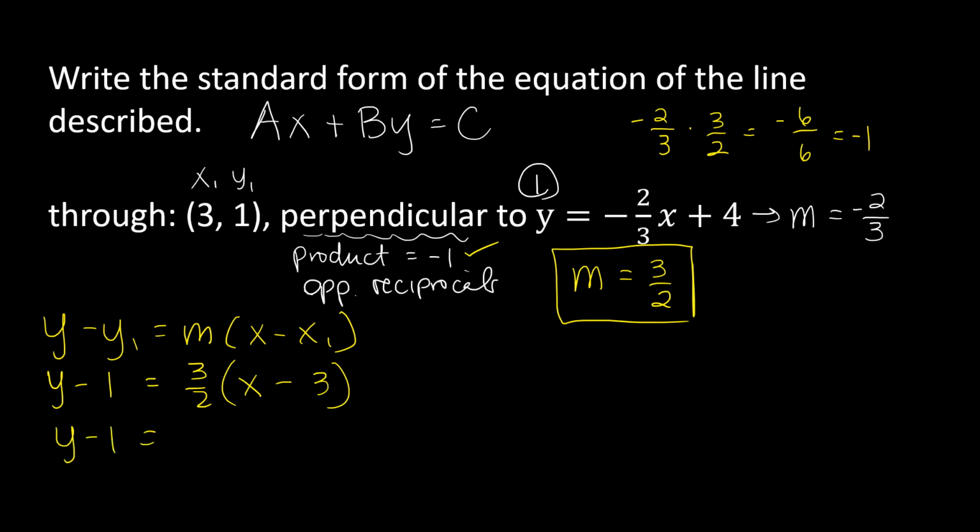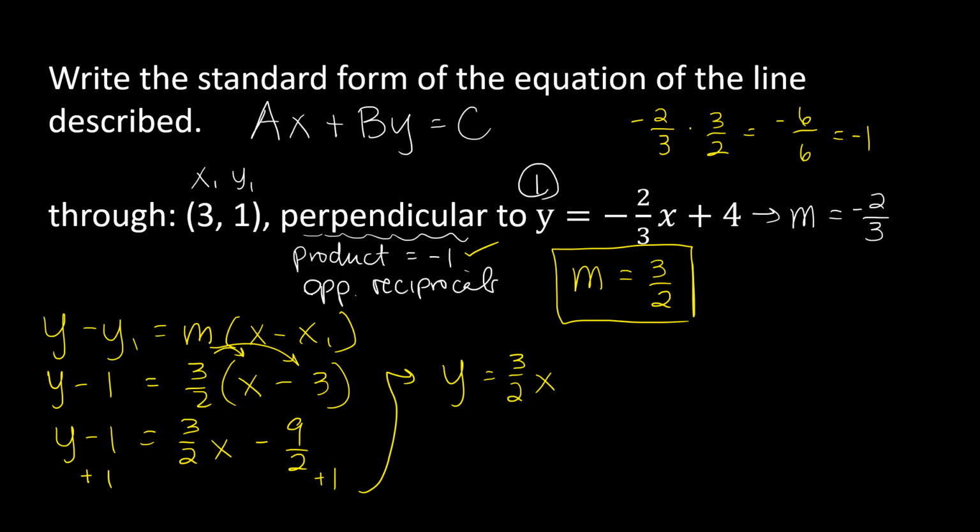y minus 1 equals, and I'm going to distribute 3/2 to everything, so 3/2 x minus 3/2 times negative 3 gives me a negative 9/2. And then I'm going to add 1 to everything. So let's bring that back over here. So y equals 3/2 x, and I have negative 9/2 plus 1.